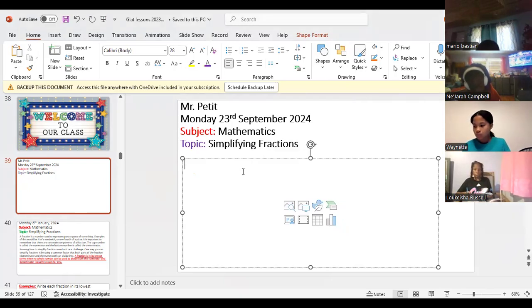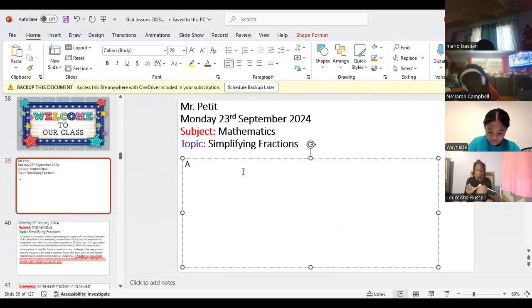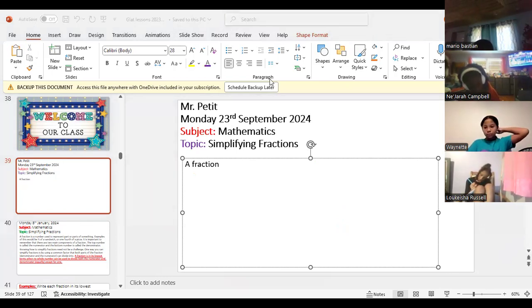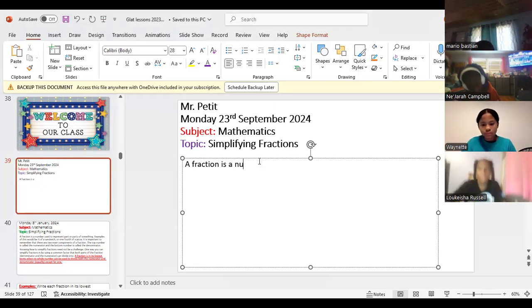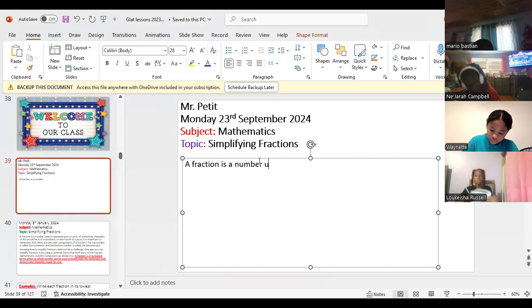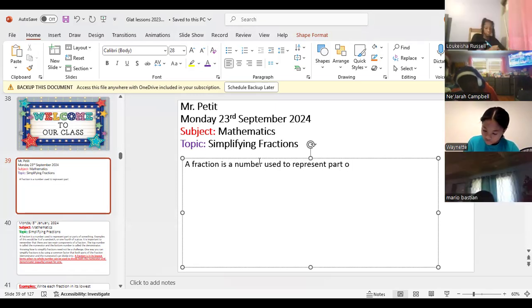Let's write that down. A fraction, write this down for me, please. If you're not speaking, just mute your mic. So a fraction is a number used to represent part or parts of something.